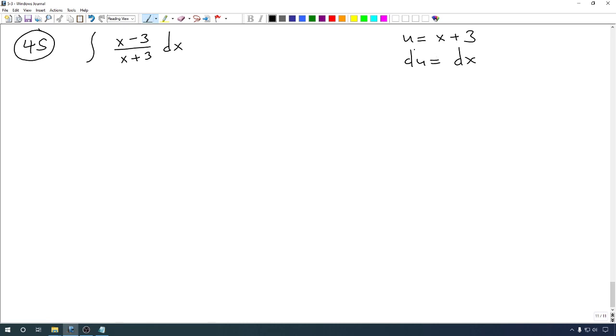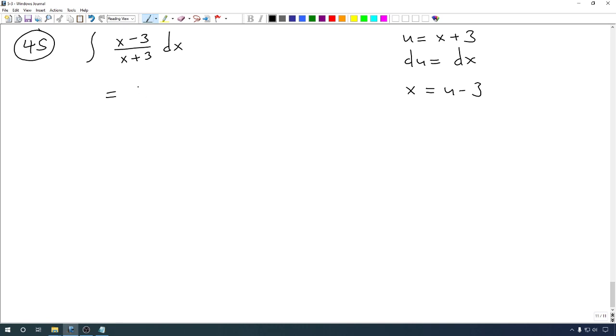How about we take u equals x plus 3 and we solve the equation for x? If we just subtract 3 to the other side, we have that x is equal to u minus 3. We can actually use this equation here to substitute out any extra x's. We can turn any extra x's into u's by replacing them with u minus 3.